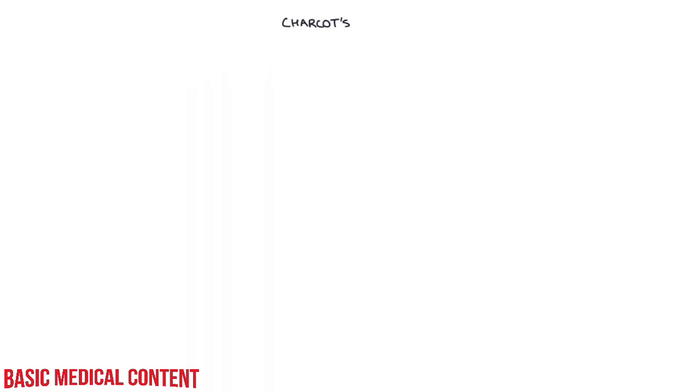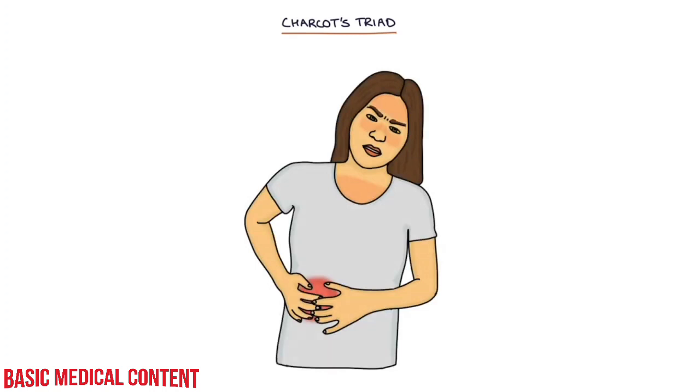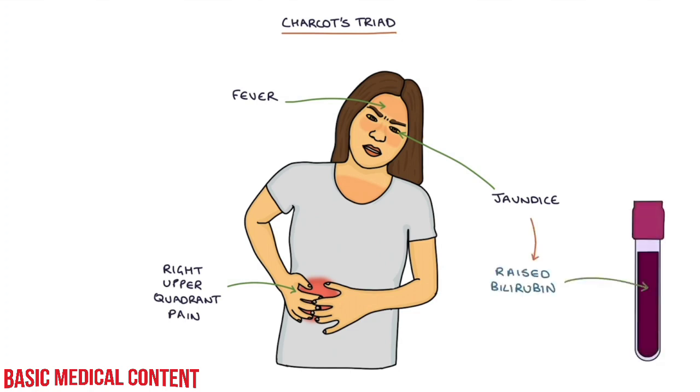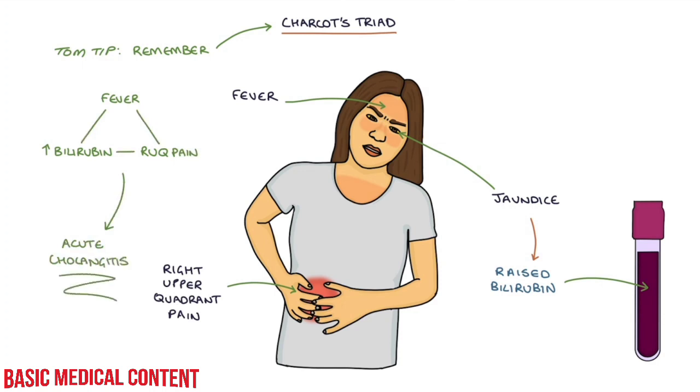Let's talk about Charcot's triad. Acute cholangitis presents with Charcot's triad, which is three things: right upper quadrant pain, fever, and jaundice. And jaundice refers to when a patient has a raised bilirubin. A Tom tip for you, it's worth remembering Charcot's triad. If you see a patient in your exams with fever, raised bilirubin, and right upper quadrant pain, then you know the diagnosis is acute cholangitis.